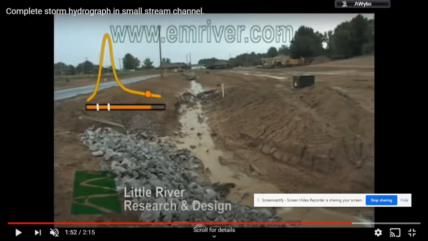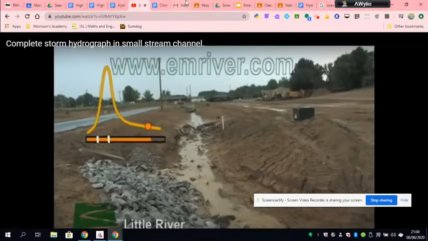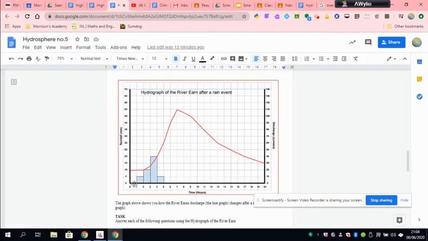Okay, so I'm just going to come out of that. Because that was a visualization of what this graph is showing. Here's the rainfall event. This was the peak rainfall. Here's the peak discharge. Here's the steep rising limb. And here's the falling limb.